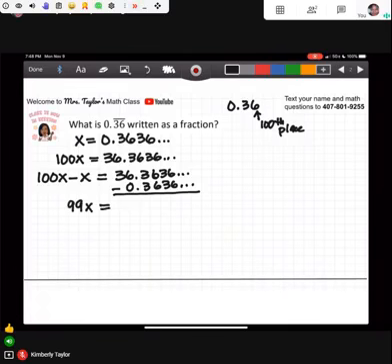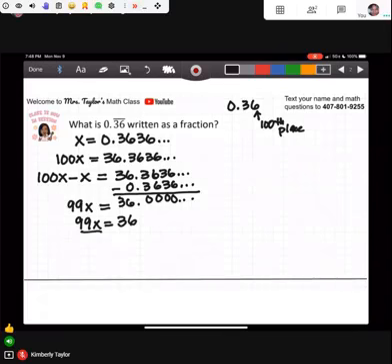On the right-hand side, I'm just going to subtract everything. All of this behind the decimal is going to be 0, 0, 0, 0. Over here before the decimal, you get 36. So really, you're just left with 99x is equal to 36. And so you would just need to divide both sides by 99. And so x is equal to 36 over 99.